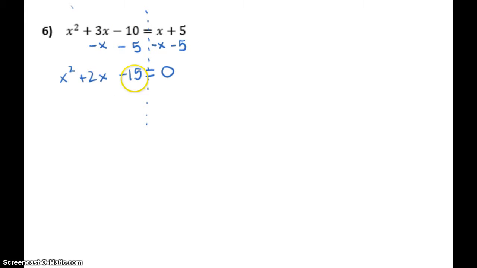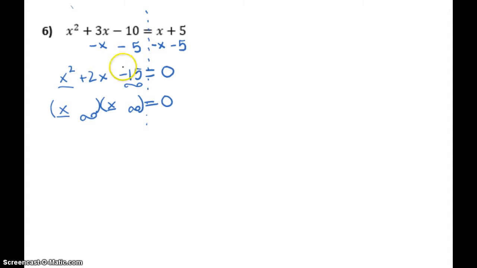So now I have an equation where one side is 0. I'm going to try to factor this. If you need those visual cues, we're going to put these parentheses down, equals 0. Whatever goes here and here should make x squared. Whatever goes here and here should make a negative 15. So the x squared is easy to get. It's x and x. As far as 15 goes, I know a couple of different things.